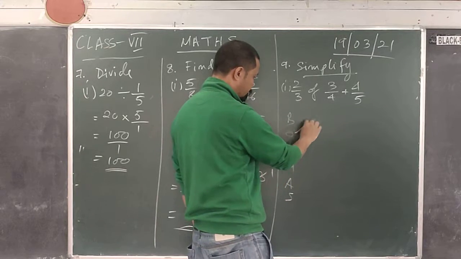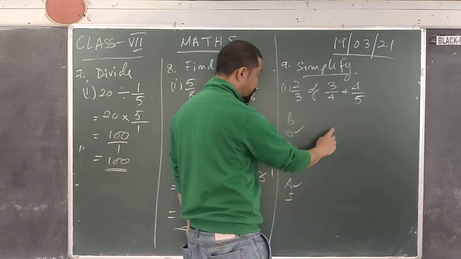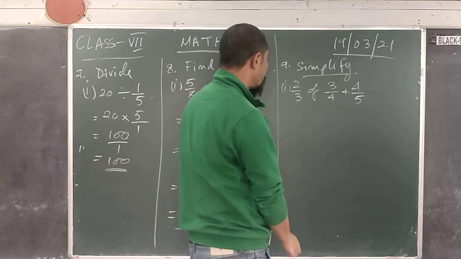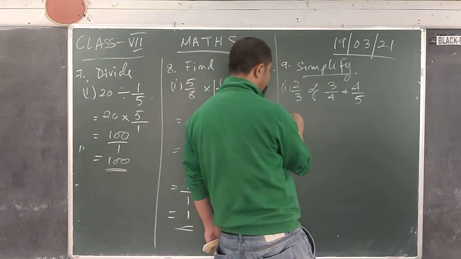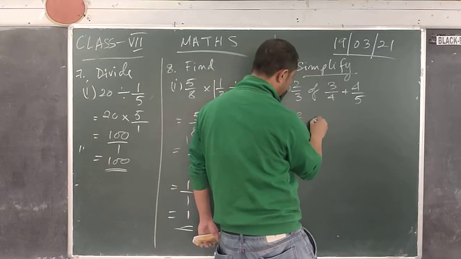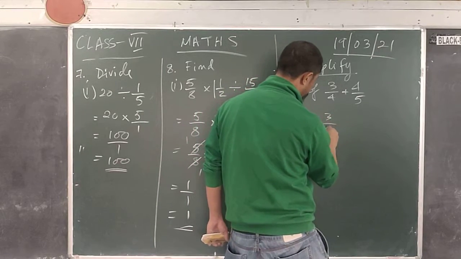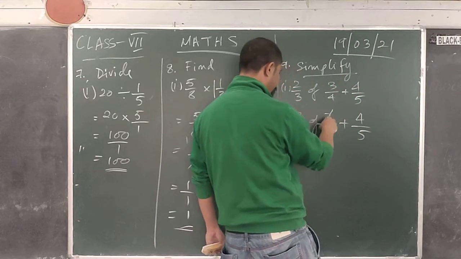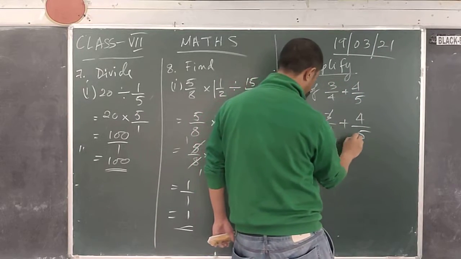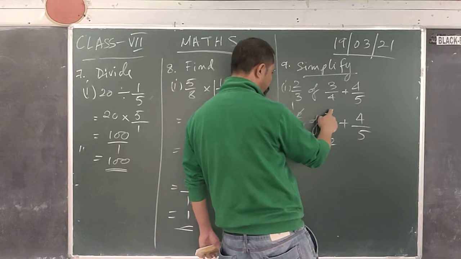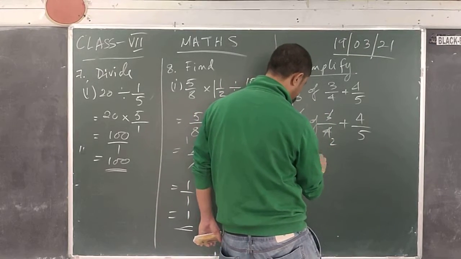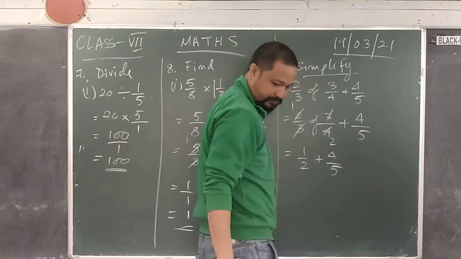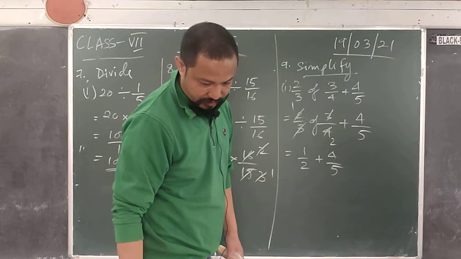So what do we have first? Of. So we'll do of first, then only we'll do addition. Okay, so the next step will be 2 by 3 of 3 by 4 plus 4 upon 5. 3 and 3 cancel, 2 1s are 2, 2 2s are 4, so we have 1 1s are 1, so this will be 2 plus 4 by 5. Okay, so it comes down to that.